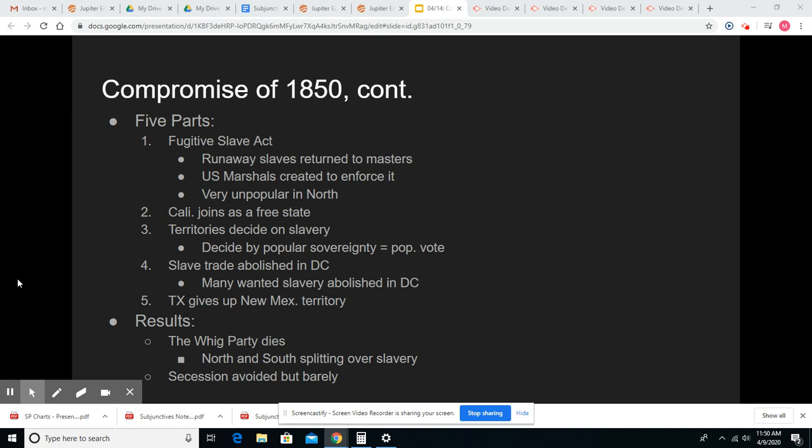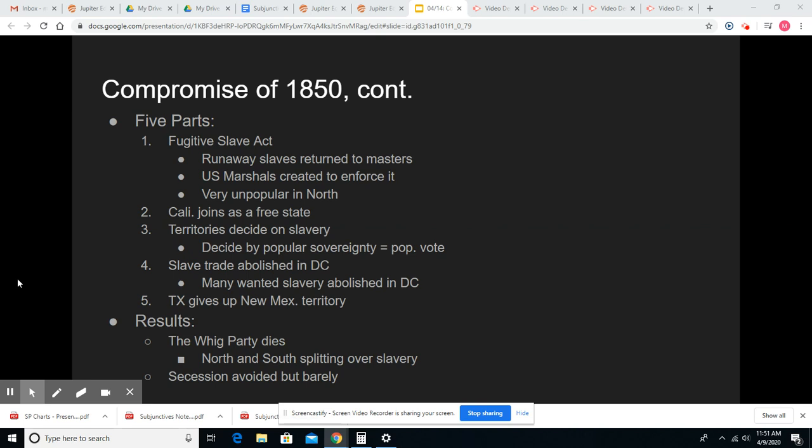So the 5 parts of the Compromise of 1850. First is the Fugitive Slave Act. A Fugitive Slave Act had been in effect in America for quite a while. This says that runaway slaves should be returned to their masters. This includes in the North. So if a slave would flee to the North and the master would request that slave be returned, the North was supposed to do that.